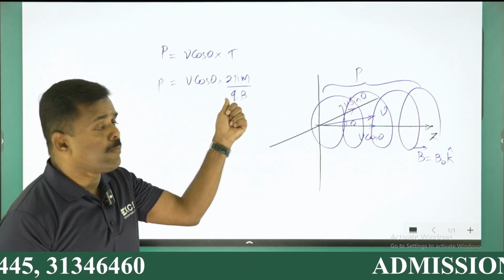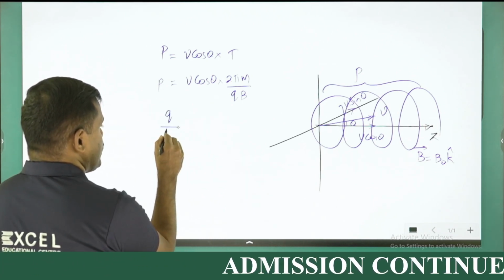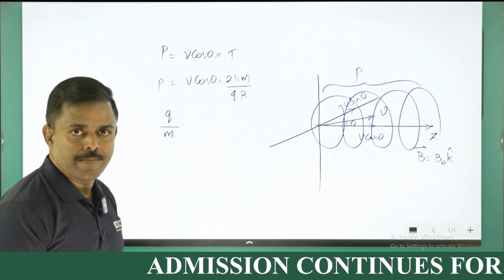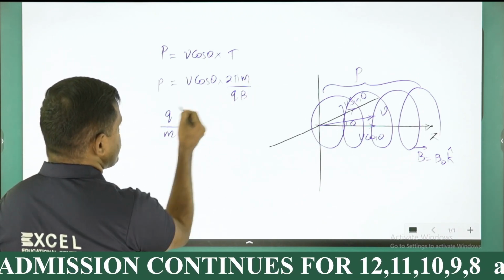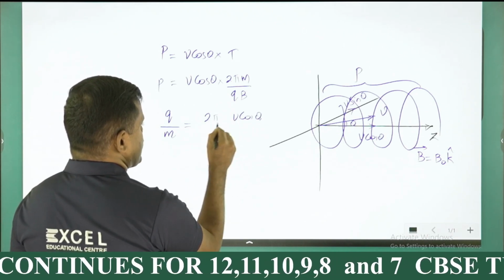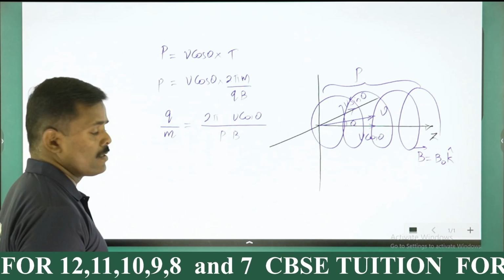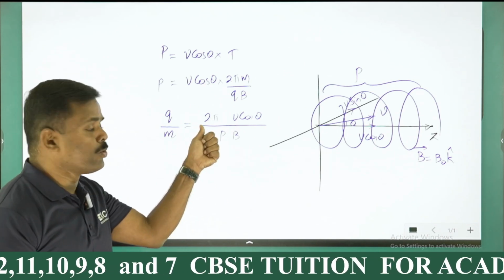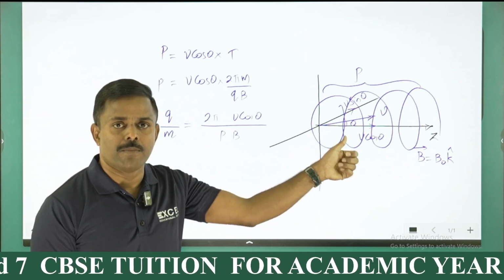And I'm going to get q by m on the left side. I get q to the left hand side. m is also taken to the left hand side. Then q comes here, m comes here. It is 2 pi into v cos theta over p into B. And as you can see, 2 is a constant, pi is a constant. Velocity is the same for both.